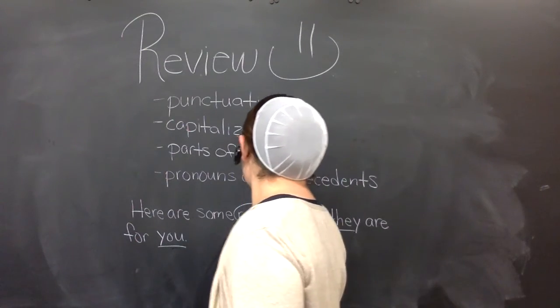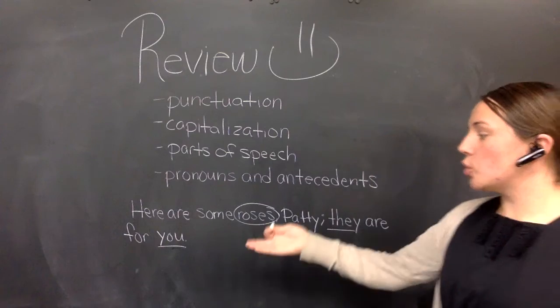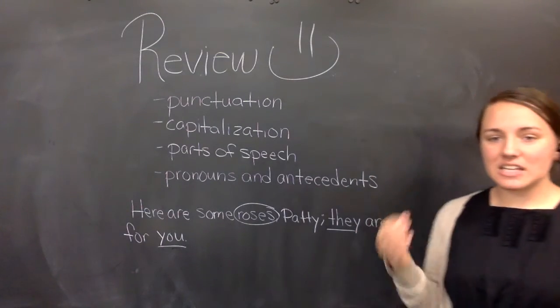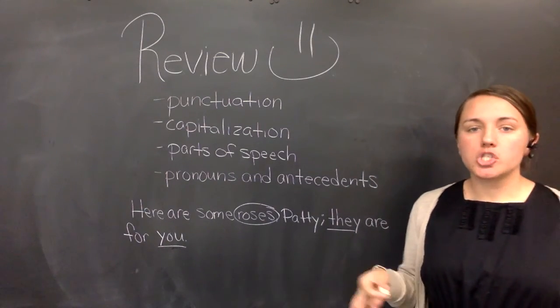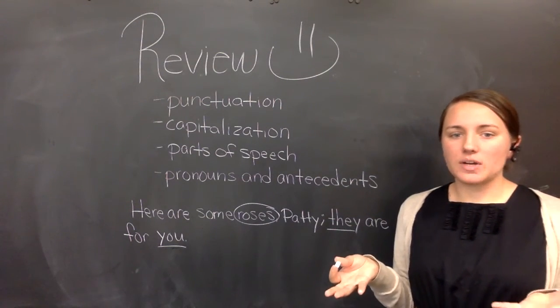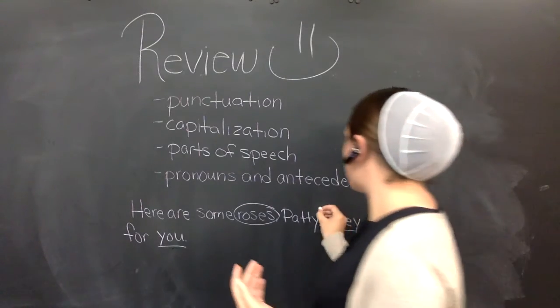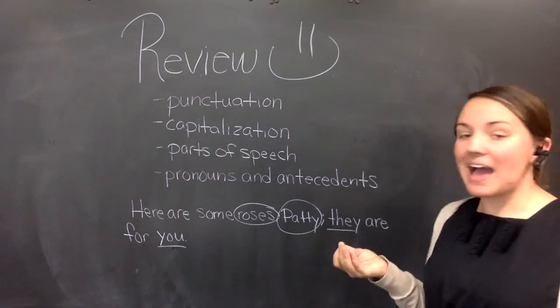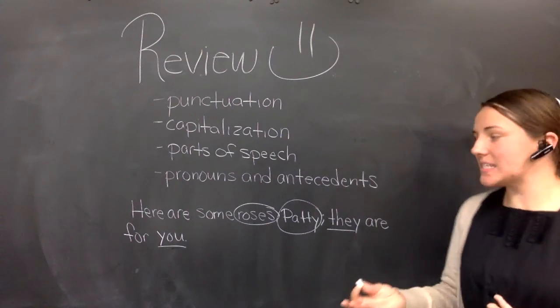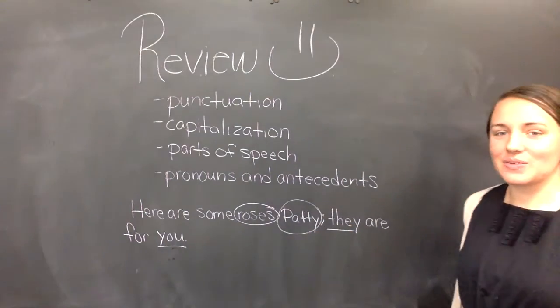So let's circle roses because roses is the antecedent for they. Now, what is you referring to? It's not listing a name anymore, it just says you. So what is you taking the place of? What is the antecedent for you? Patty, right? Because the roses are for Patty. But instead of saying her name twice, they use the pronoun you. So the antecedent is Patty, okay?